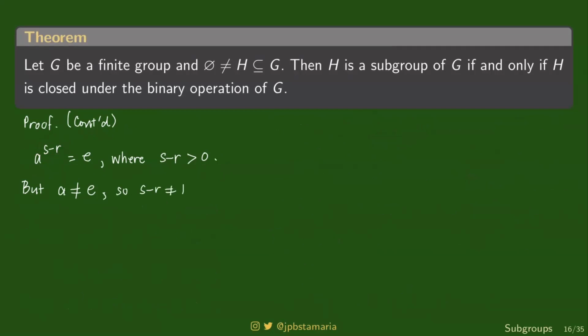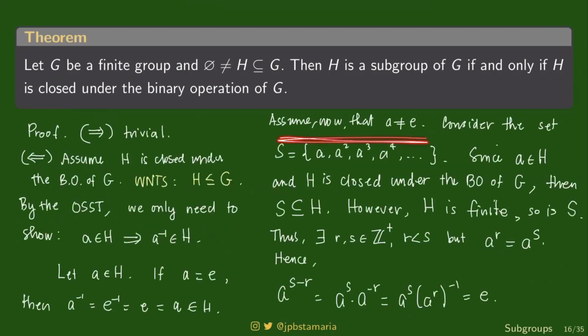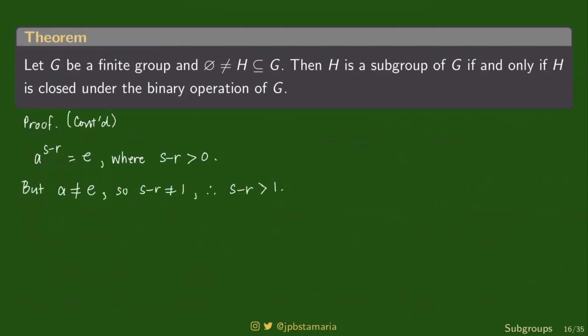Kung positive siya, dapat yung s minus r dapat mas malaki sa 1. Sabihin, it could be 2, it could be 3, it could be 4. Basta hindi 1. Kasi nga, si a ay hindi e. Kasi kung ang s minus r nag-equal sa 1, para mong sinabi ng a ay equal to e. Bawal yun kasi ang assumption is a is not e.